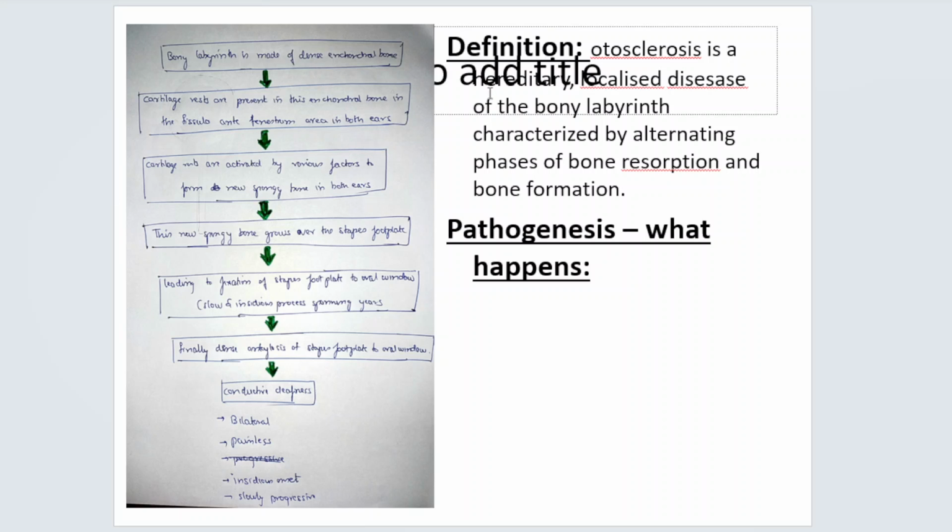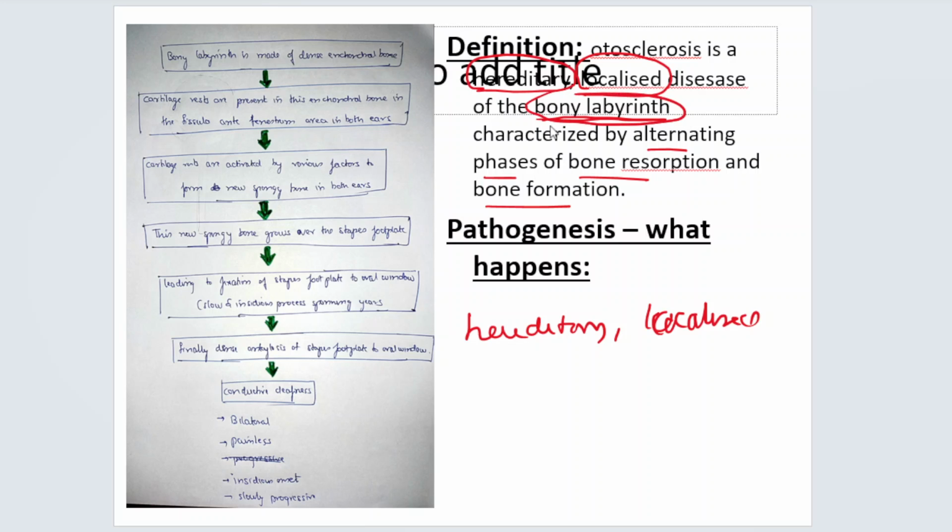Now coming to our topic today, that is otosclerosis. Otosclerosis is defined as hereditary, so there is a hereditary component, and localized. It is localized to the bony labyrinth; it is not present all over the body. Inside the bony labyrinth also, it is localized to a very particular part. It is characterized by alternating phases of bone resorption and bone formation. So the definition: otosclerosis is a hereditary localized disease of the bony labyrinth characterized by alternating phases of bone resorption and bone formation.